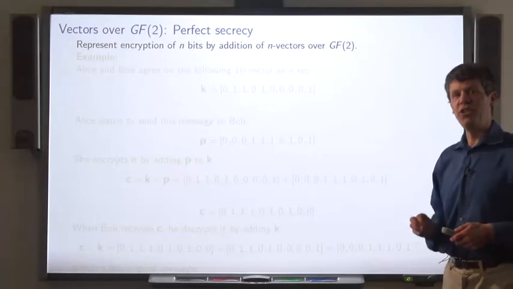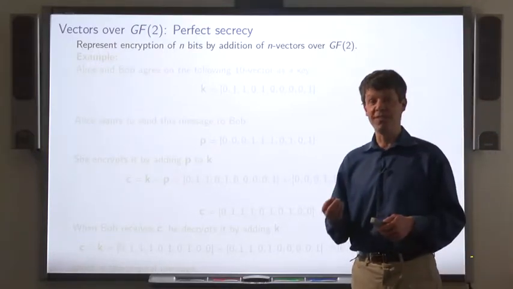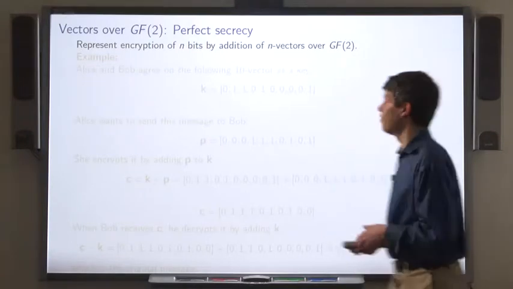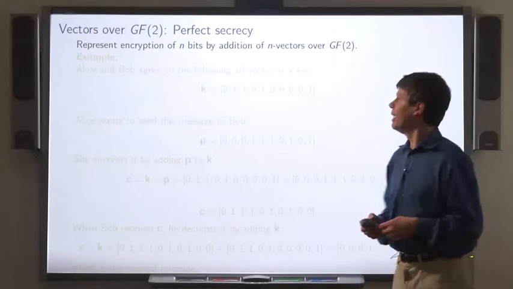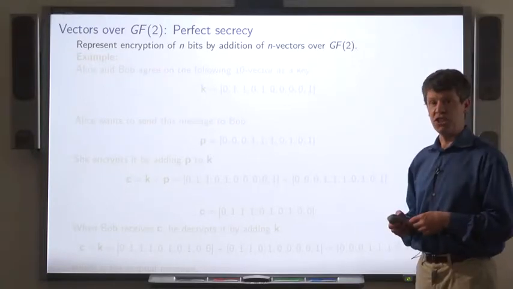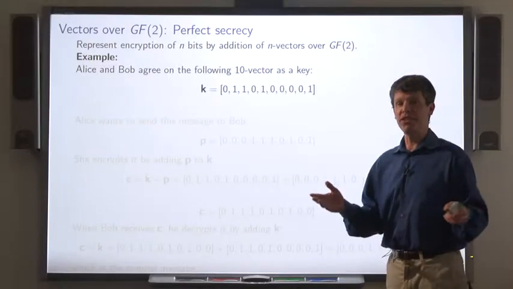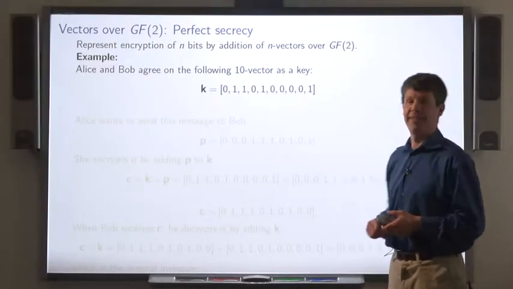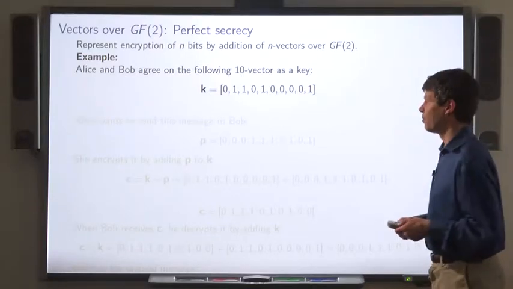Now let's see how we can use GF2 addition to achieve perfect secrecy in a cryptographic sense. So we're going to represent encryption by n-vector addition over GF2. So let's imagine that Alice and Bob agree on this key. It's a 10-vector over GF2.